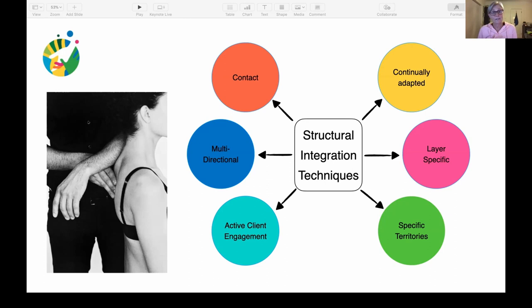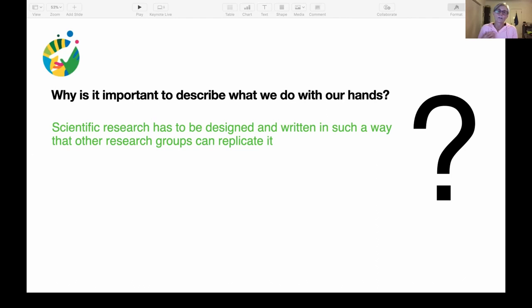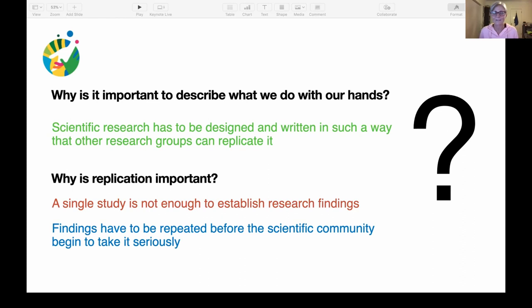So we moved on from here, and you may well ask, here's a big question, why is it important to describe what we do with our hands? And it comes down to research and science. In the science world, we need to be able to replicate our actions to prove that something works or doesn't work. So why is replication important? If you've been involved with any study, it's so that somebody else can test the theory and see how robust it is and how it stands up.